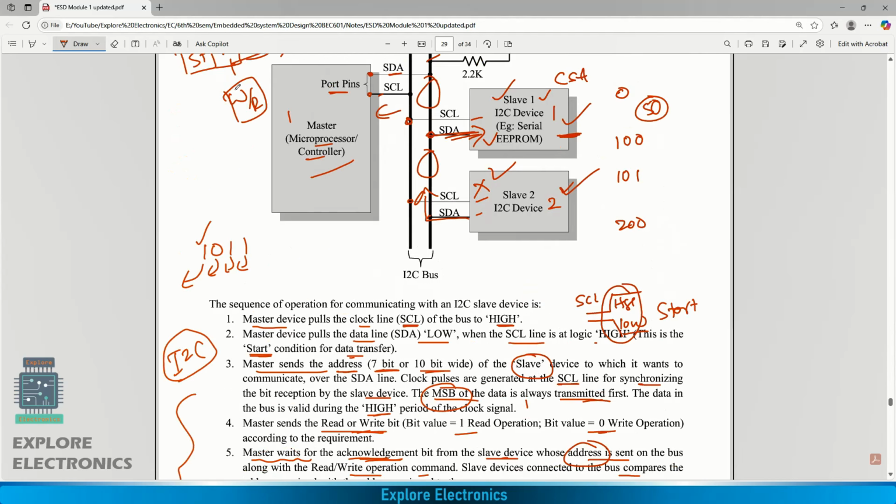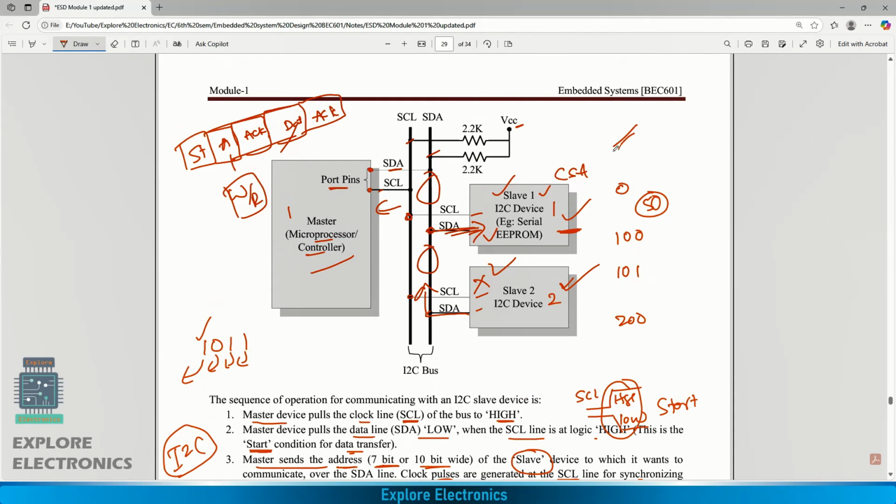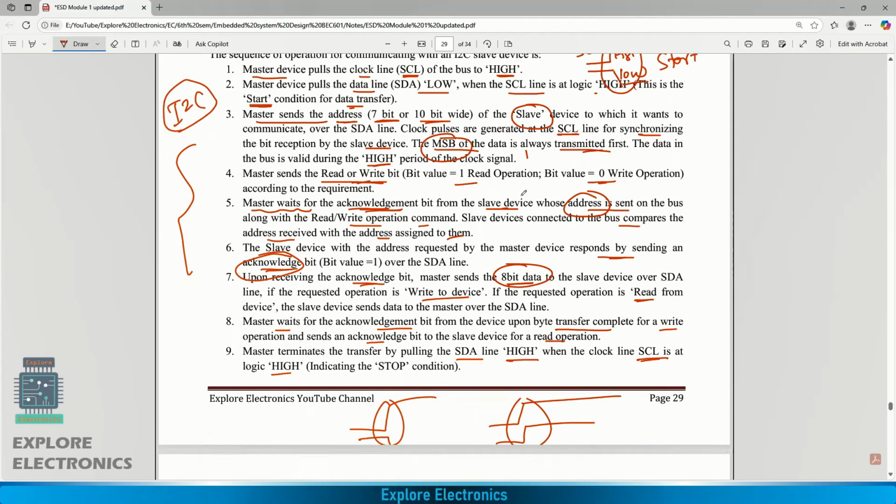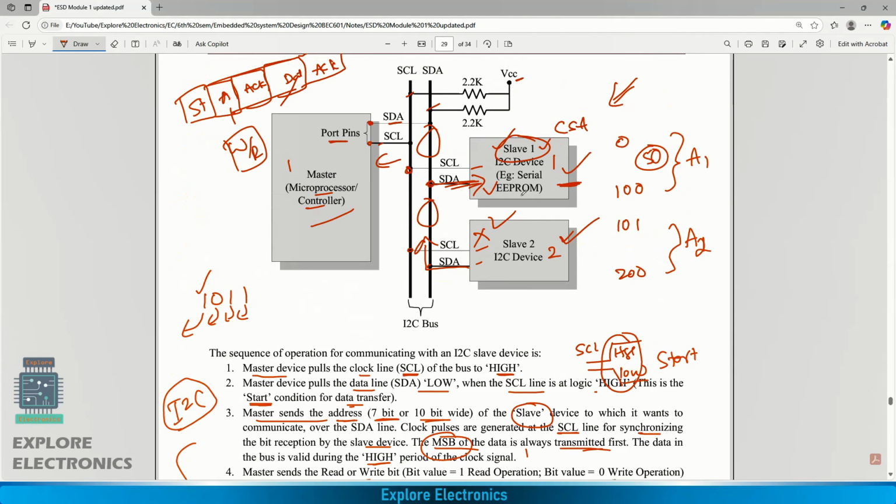Okay, you can draw at least a 2-slave diagram. There will be addresses like this, address set 1, address set 2. Address set 1 corresponds to slave 1. By looking at the address only, the slave will understand that this is related to its address, like that. So the communication in I2C will happen in 2 buses. That's why it is I2C.